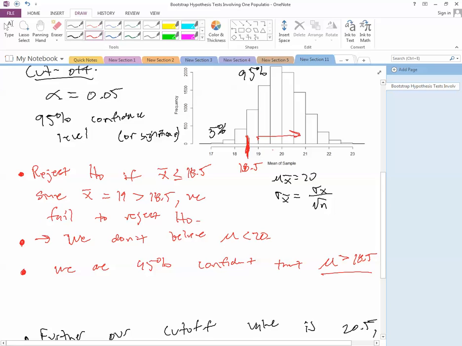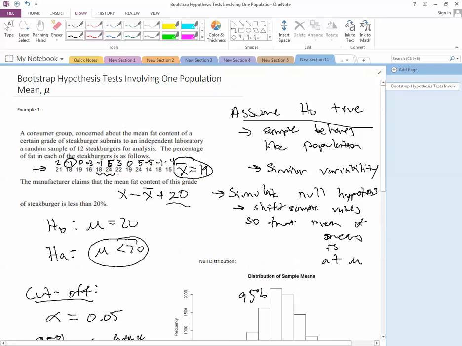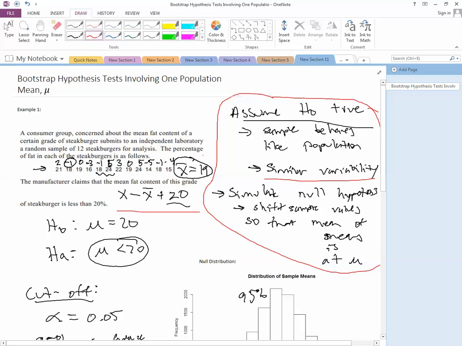In the next video, we'll take a look at another example, setting up these hypotheses and then running through this process. So again, the only thing we're adding is this idea that we're going to simulate the null hypothesized distribution by assuming that our population will have similar variability, but we're going to center it at the null hypothesis to see if our mean value that we've observed is likely or unlikely given that type of shift and that amount of variability.